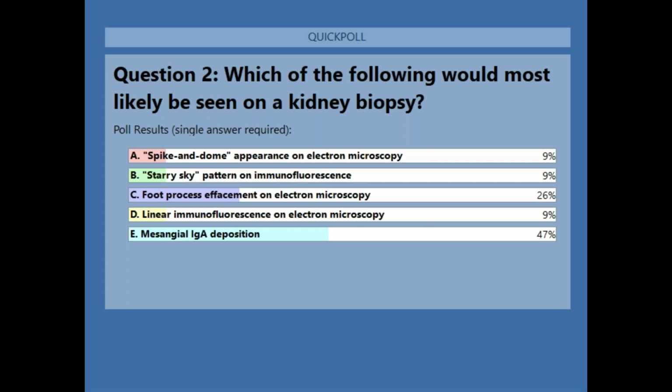And what you see here is that roughly half of you folks chose E, mesangial IgA deposition, and then the second most popular answer was foot process effacement on EM. All right, so let's actually look at the actual answer, which is E, mesangial IgA deposition. So good job.